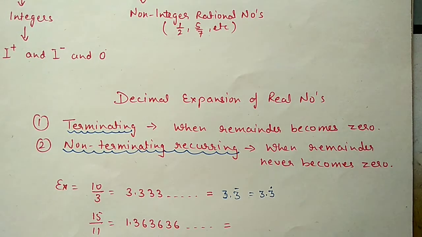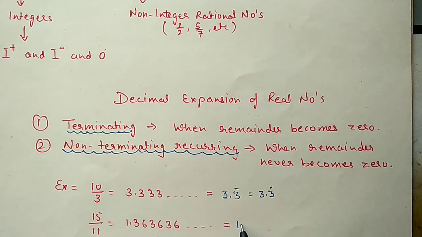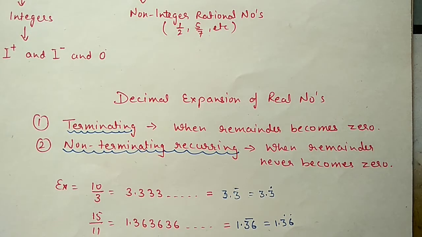Next example, 15 by 11. If you divide 15 by 11, then you will get 1.363636. This 36 is repeating up to infinity. So we can write this like this, 1.36 and put the bar above 36. It means these two numbers are repeating again and again. Or we can write it like this, 1.36 with two dots here. So these two numbers are repeating again and again.